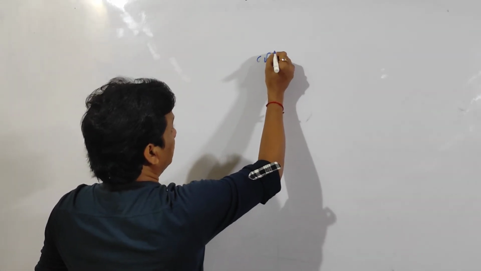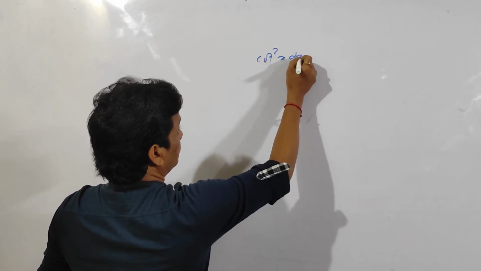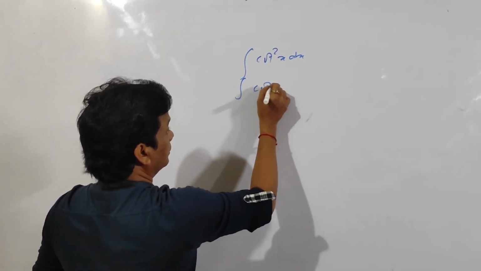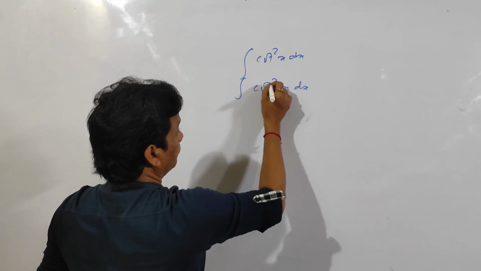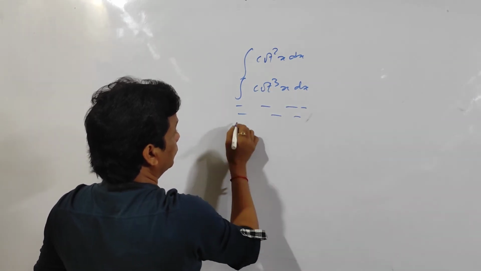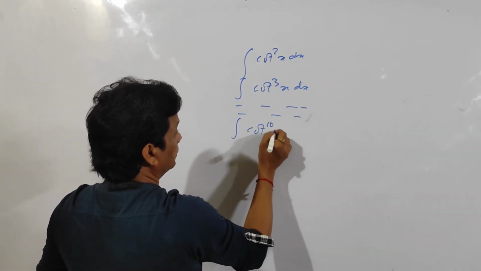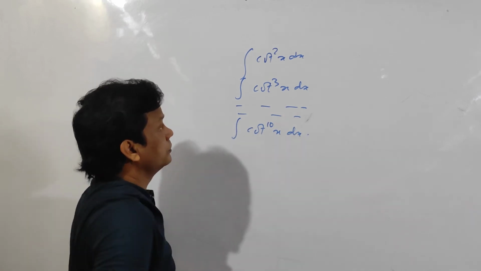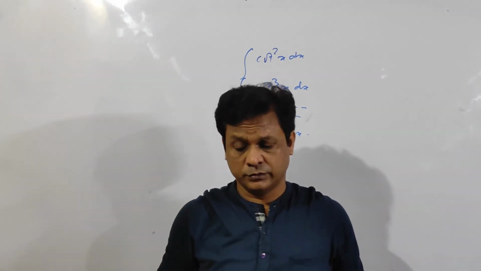So I am giving some homework. Cot square x dx, cot cube x dx, and so on up to. Please do these problems so that you will be thorough.